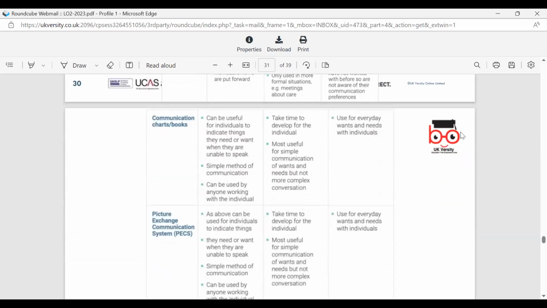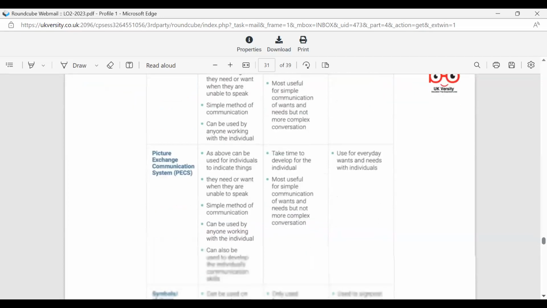Communication charts. So these charts and books, advantages of these are that it can be useful for individuals to indicate things they need or want when they're unable to speak. It's a simple method of communication. It can be used by anyone working with the individual. And the disadvantages, it takes time to develop for the individual, and it's more useful for simple communication or wants and needs, but not more complex conversation. And it's used for everyday wants and needs with individuals.